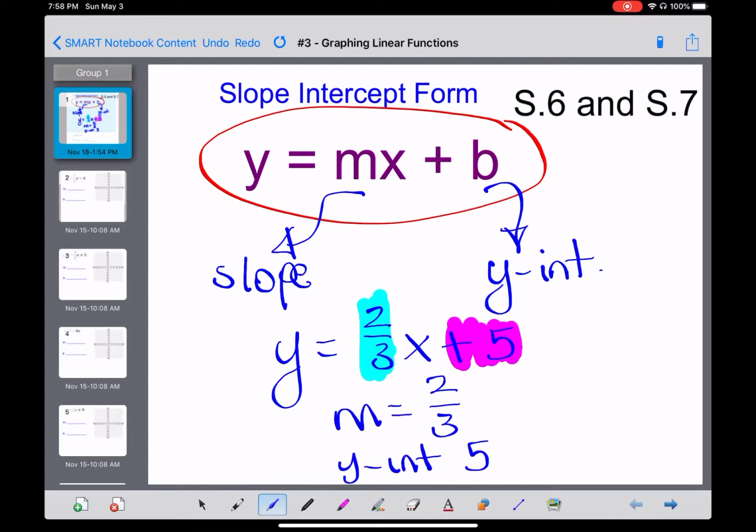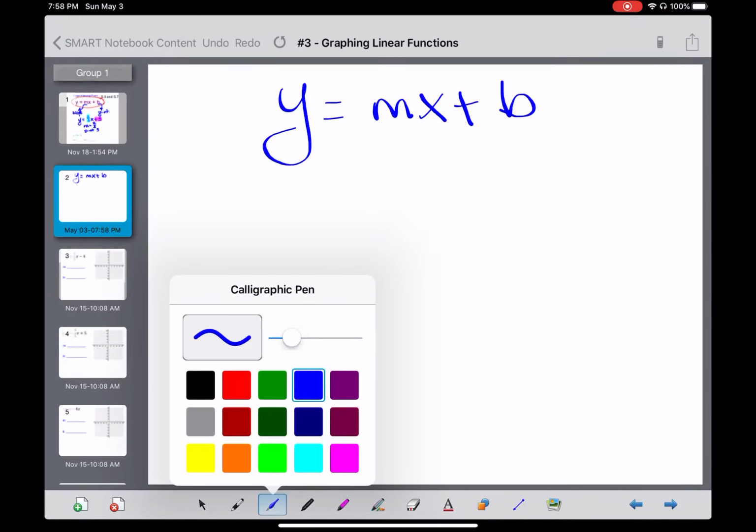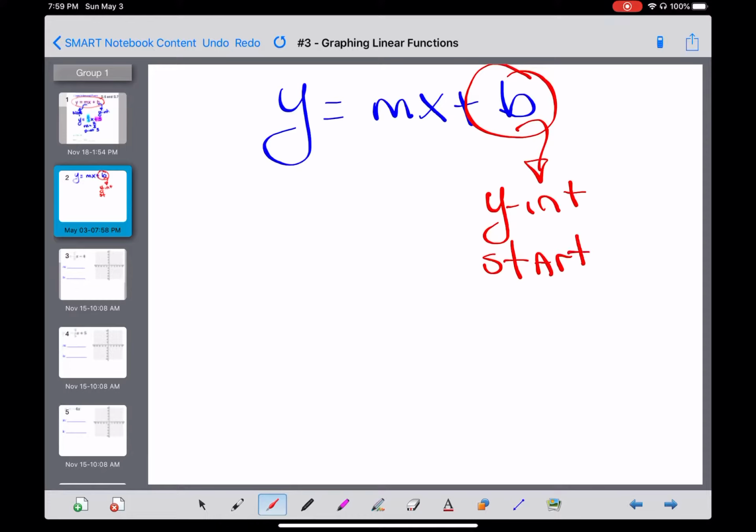Now, for S7, you needed to learn how to graph a line. So I'm going to give you the equation again. y equals mx plus b. The first thing I want you guys to understand is that you're always going to start with your y-intercept. You always start with your y-intercept. This is what we call our starting point, and this is going to go on the y-axis.